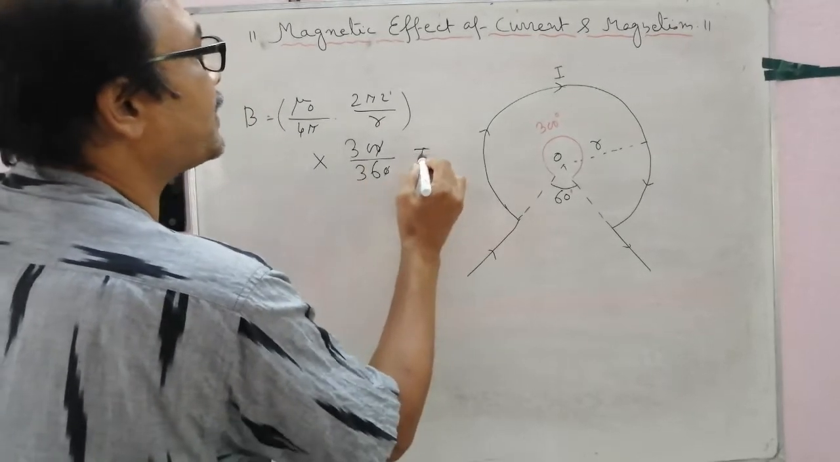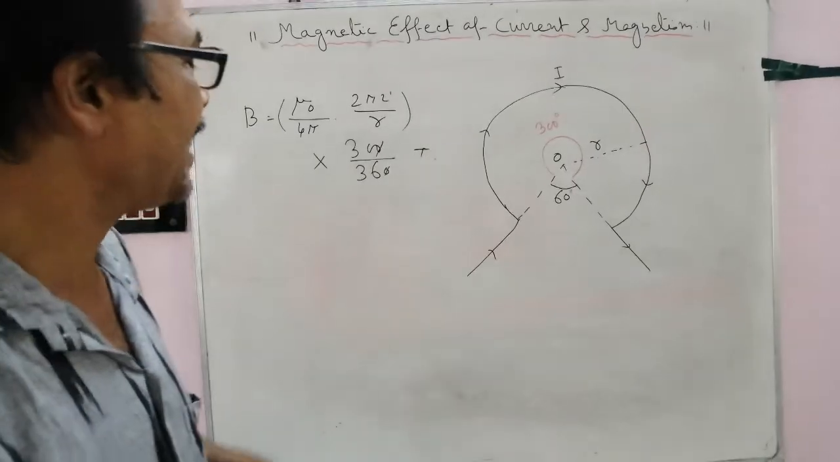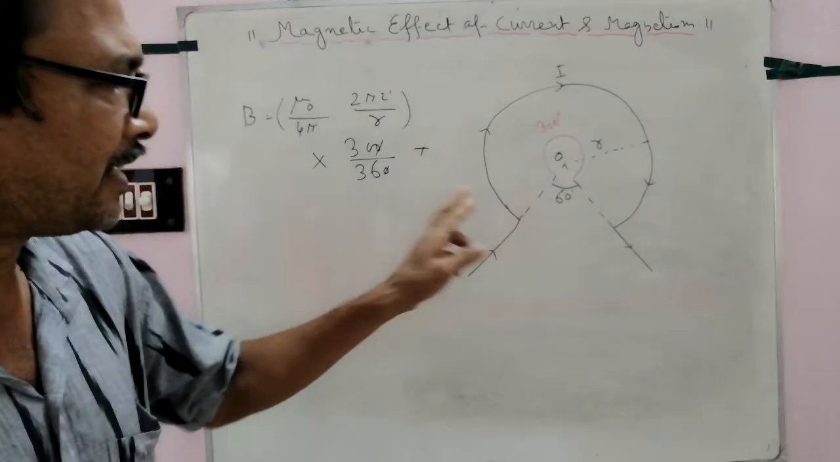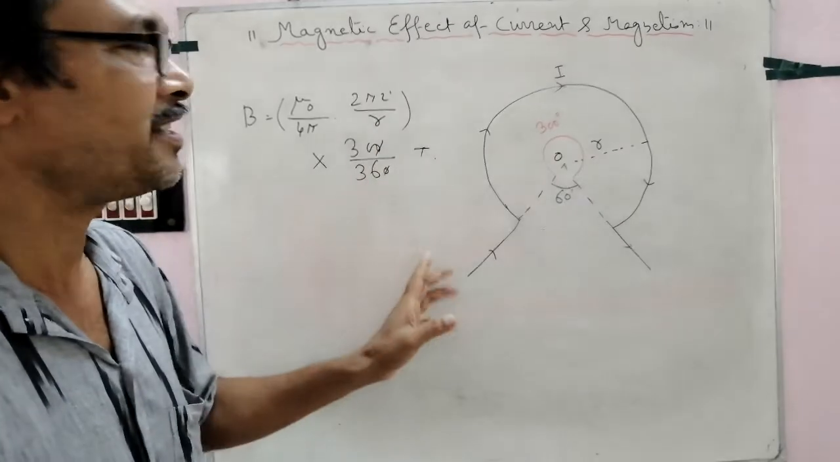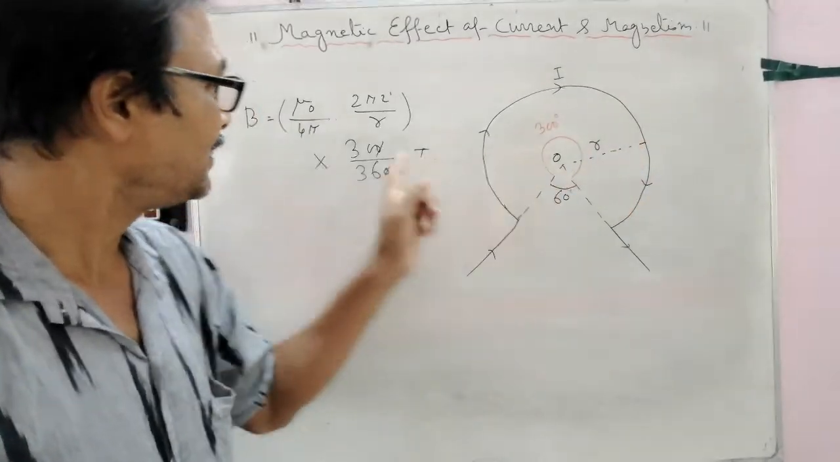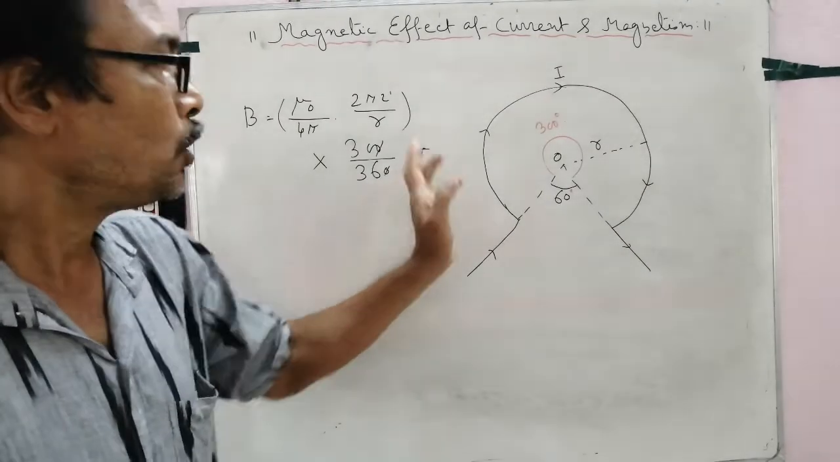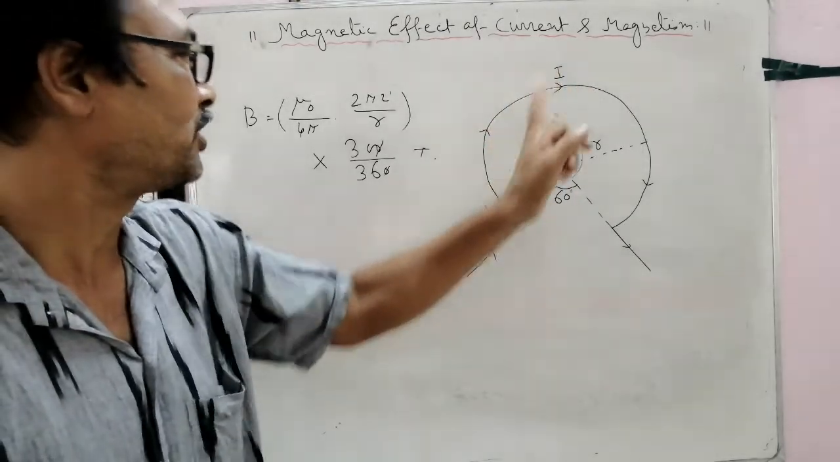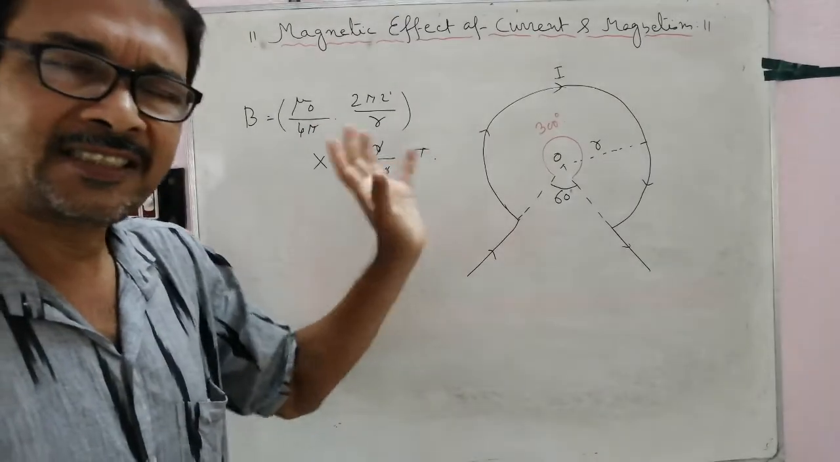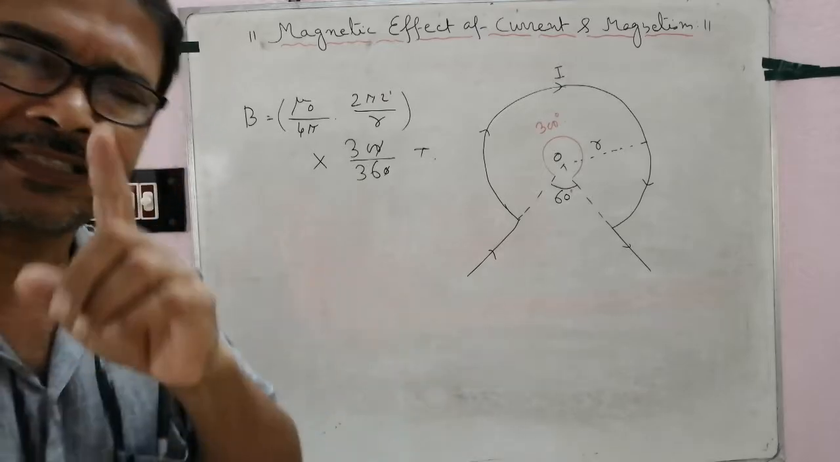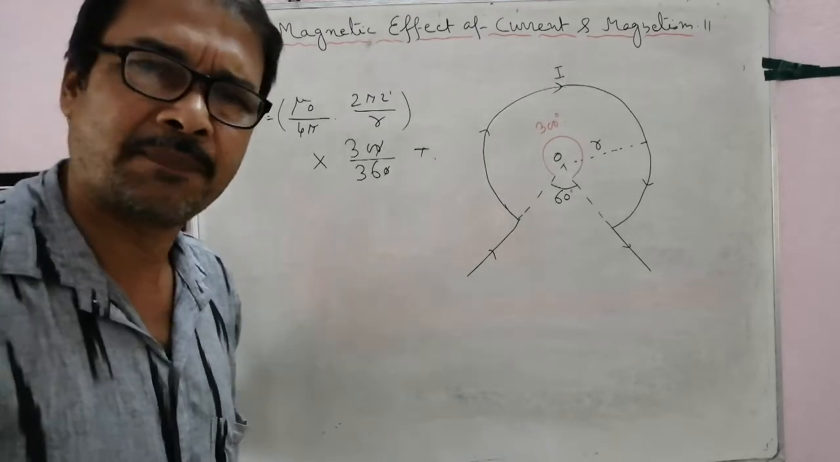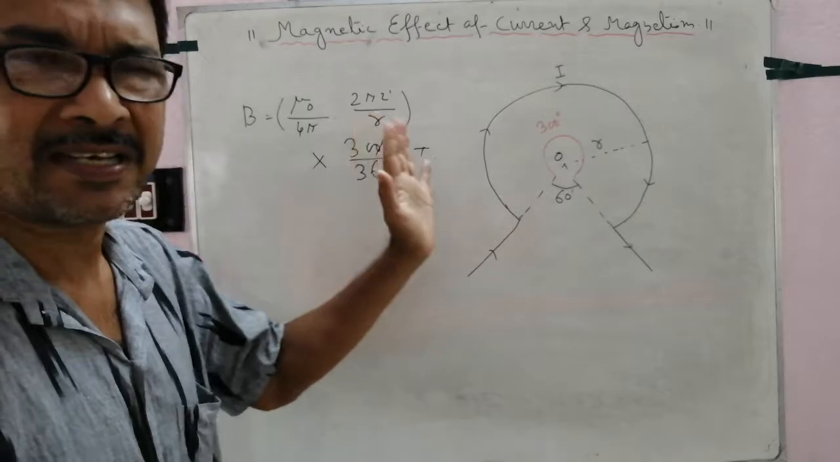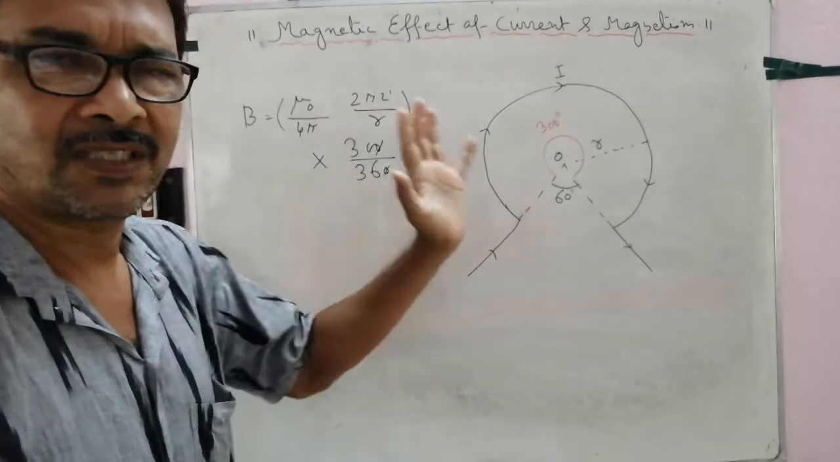Clear? Tesla. In my last class, there was a mistake that I put 60 degrees here. For this portion it should be 300 by 360. Total angle for the complete loop is 360 degrees, and this portion is 300 degrees. So this correction has already been mentioned in my last video, and at the end of the content I again mentioned this correction.